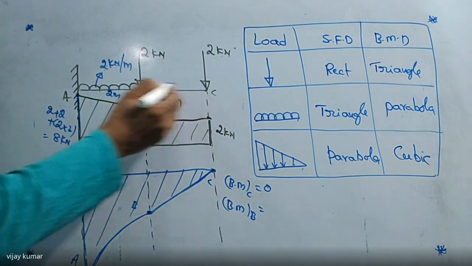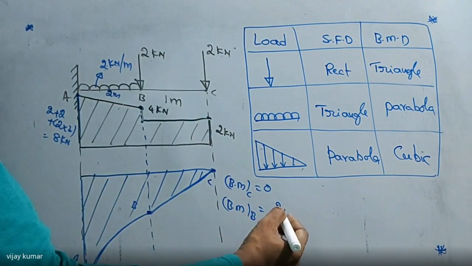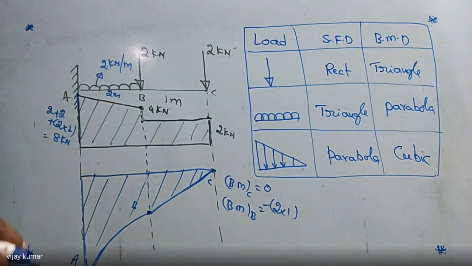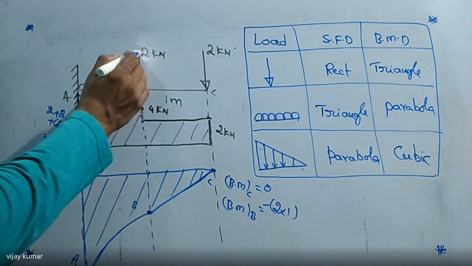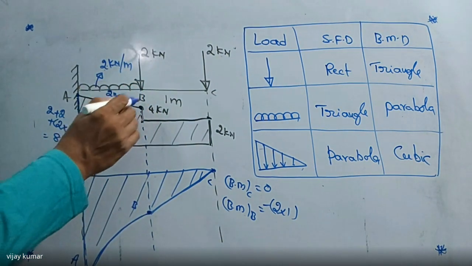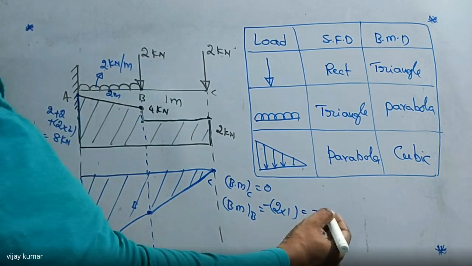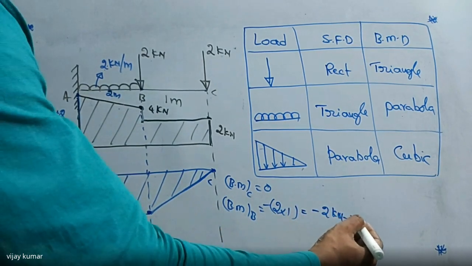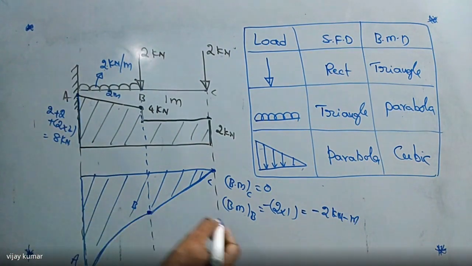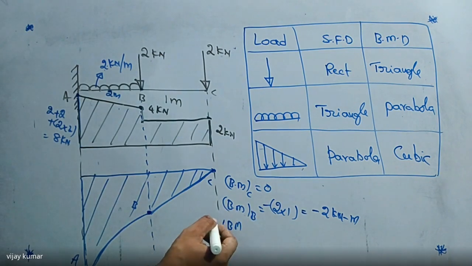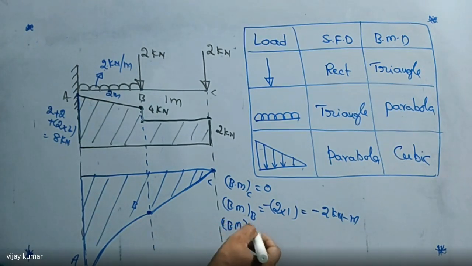So this force into this distance, that is 2 into 1 meter, which is negative. Why? Because that force is moving downward. That is the sign convention of bending moment. And this force is passing through point B, so this force moment must be zero. So at point B, we are getting only 2 kilonewton meter as the bending moment value. And what is the bending moment at A? Did you get it? Right.